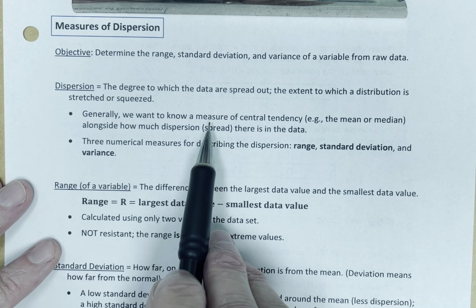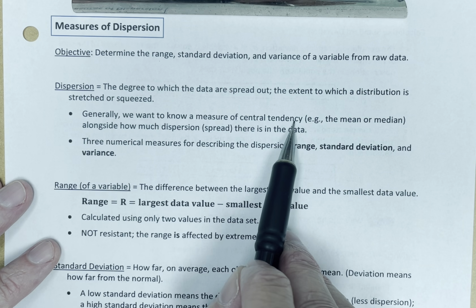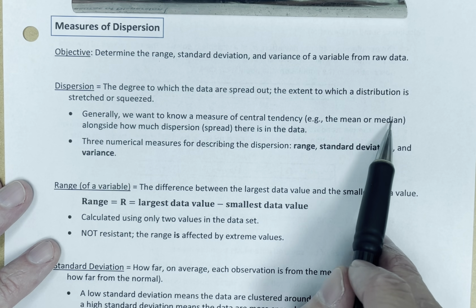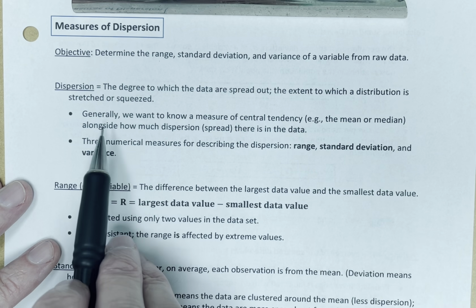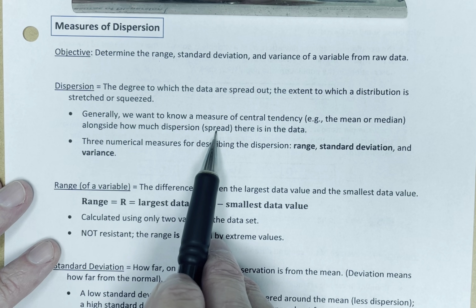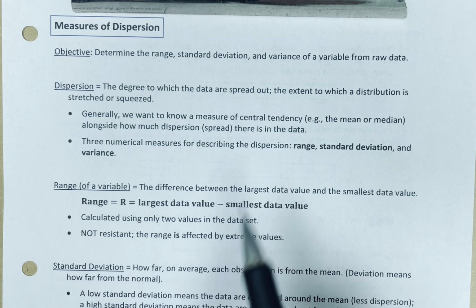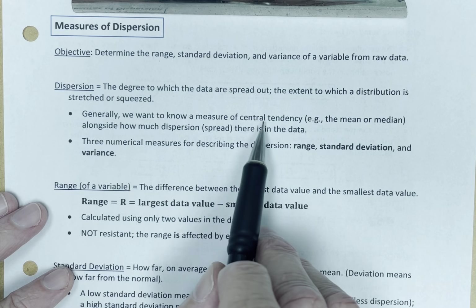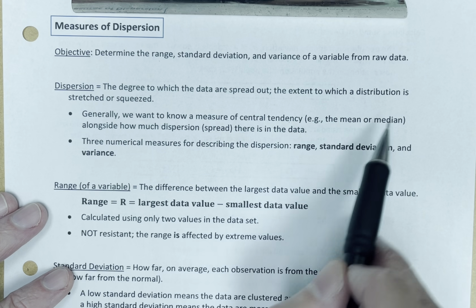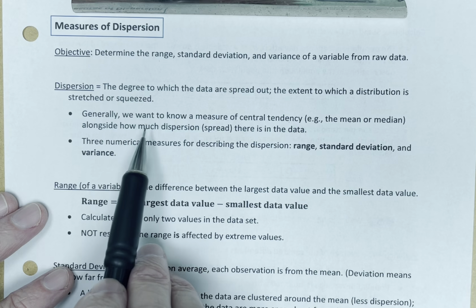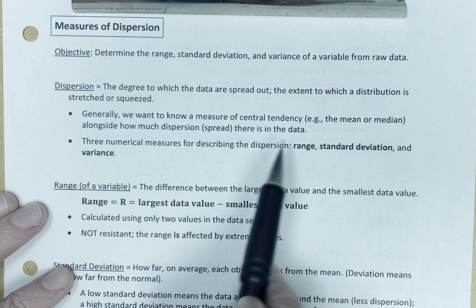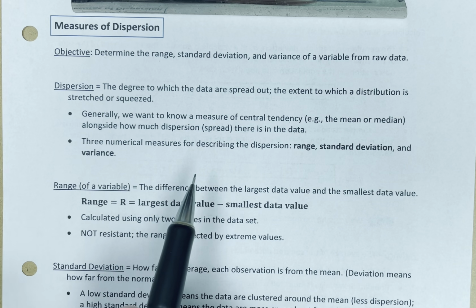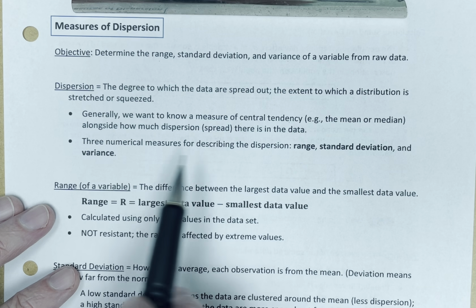Generally, we want to know a measure of central tendency, which is the mean or the median for numerical data, alongside how much spread there is in the data. So that generally we describe data with two things. We use a measure of central tendency, mean or median, and then we use a measure of dispersion. How spread is the data? And that gives us a sense of what's happening.